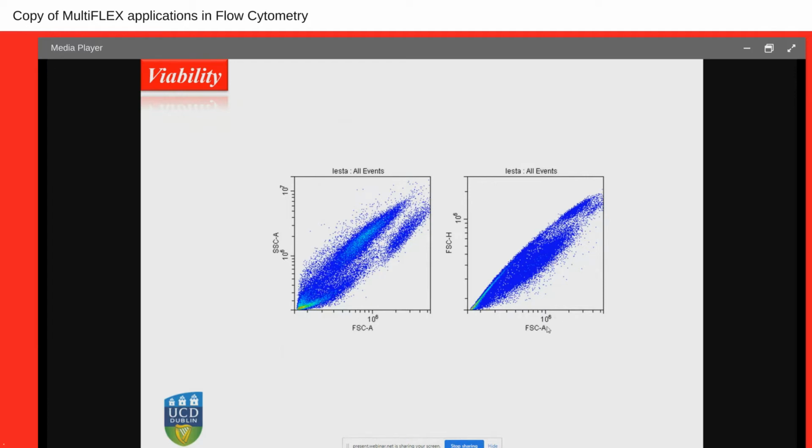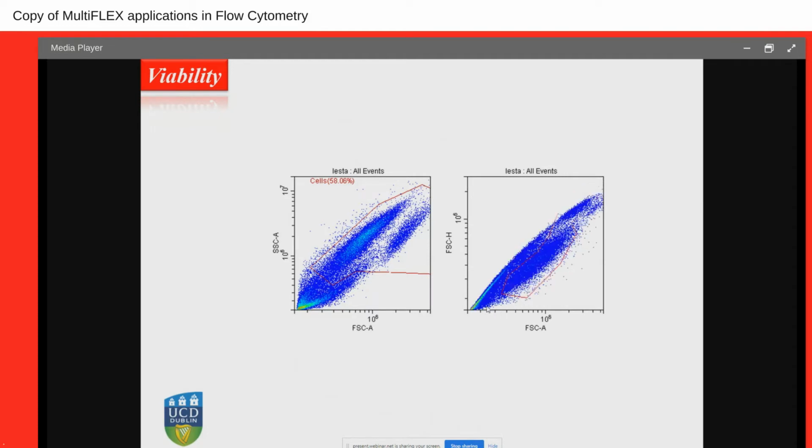Even when we're looking at forward scatter area and height, I can see my singlets here, the aggregates here, and what we have here is my dead cells. And this straight line that is going kind of diagonal is my junk. So this is the way I will select if I want to do forward and side scatter. And this is the way I will look at them over here. You can see I'm selecting cells and I'm removing the junk, which remains in black.